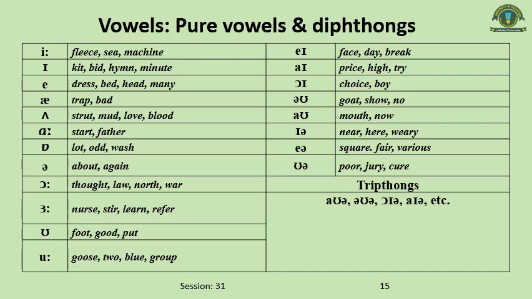Ear, near, here, weary. Air, square, fair, various. Poor, jewelry, cure. Now some diphthongs are also in front of you.